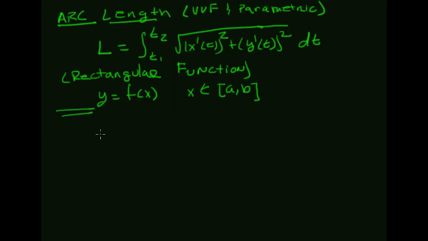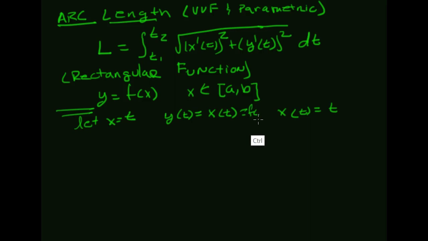There's a bit of a strategy here that will lead us to a formula. We just let x be t. So we parameterize x. So this gives me that x of t is just t, and y of t is going to be the same thing as f of x. Let me get a little bit of space there.